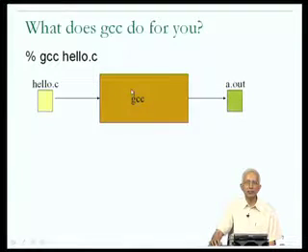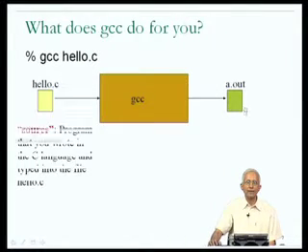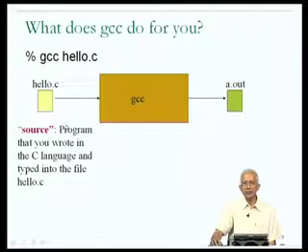And what GCC does for you, it takes your hello.c program which you have written and produces as output a file called a.out. The default name of the output produced by GCC is a.out. And the terminology that is used is that we refer to the input program to GCC or to any program translator as the source. So it is the program that you have written in the C language and typed into the file called hello.c. Hello.c is the name of a file.